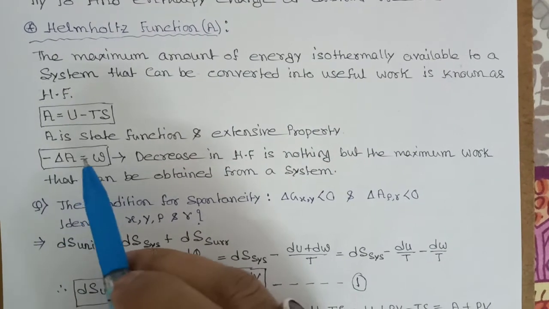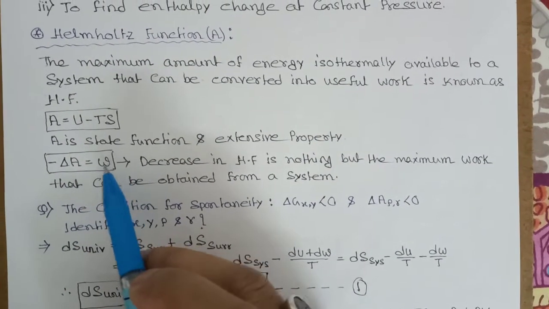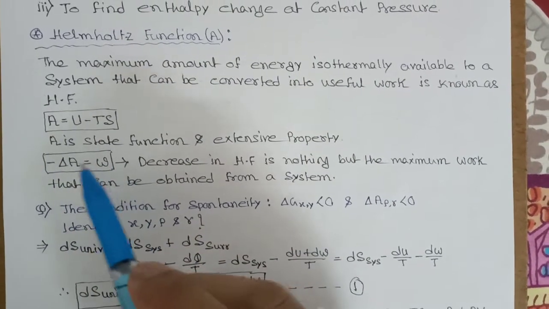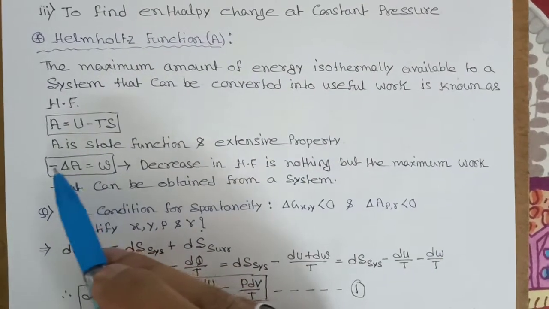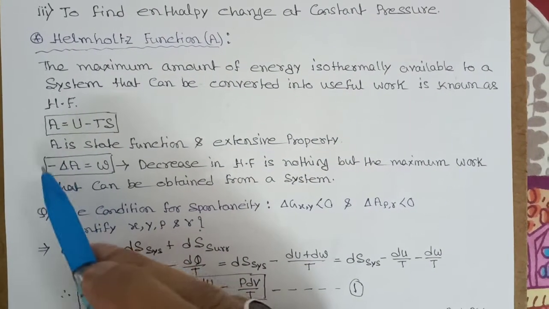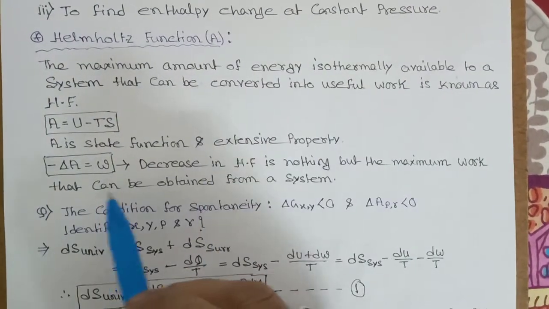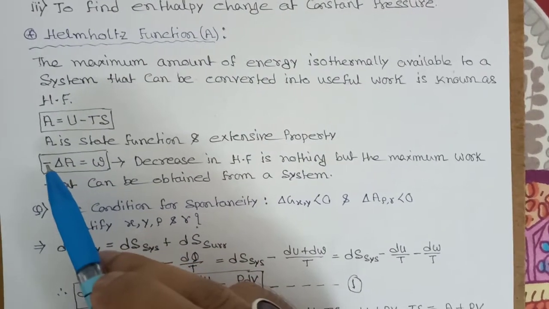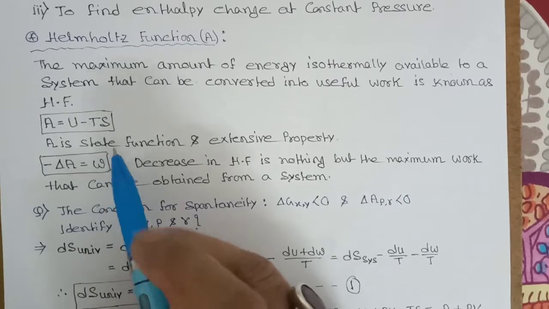And the minus of change in Helmholtz function is equal to W, where W means work. So from this equation we can say that the decrease in Helmholtz function, minus ΔA, is nothing but the maximum work that can be obtained from a system. When the change in Helmholtz function is negative, the work will be maximum.